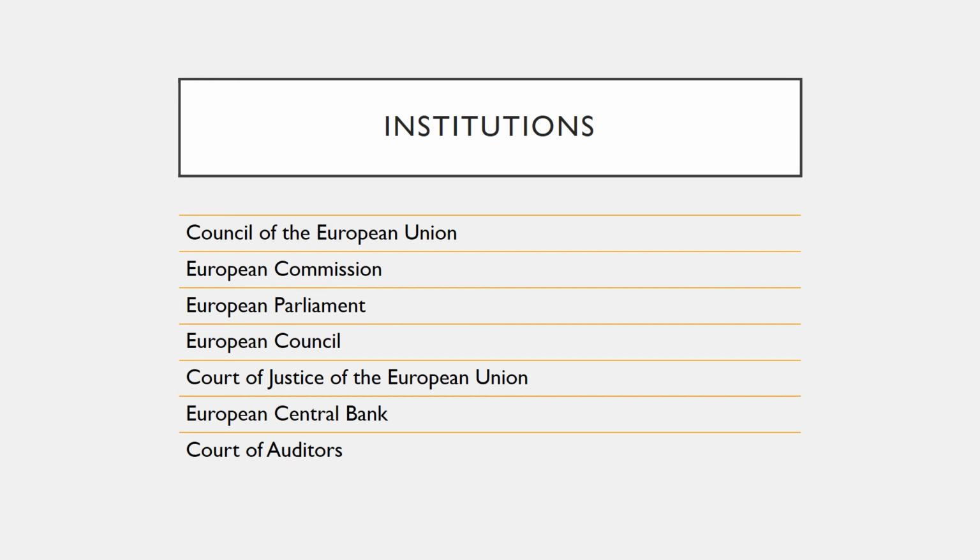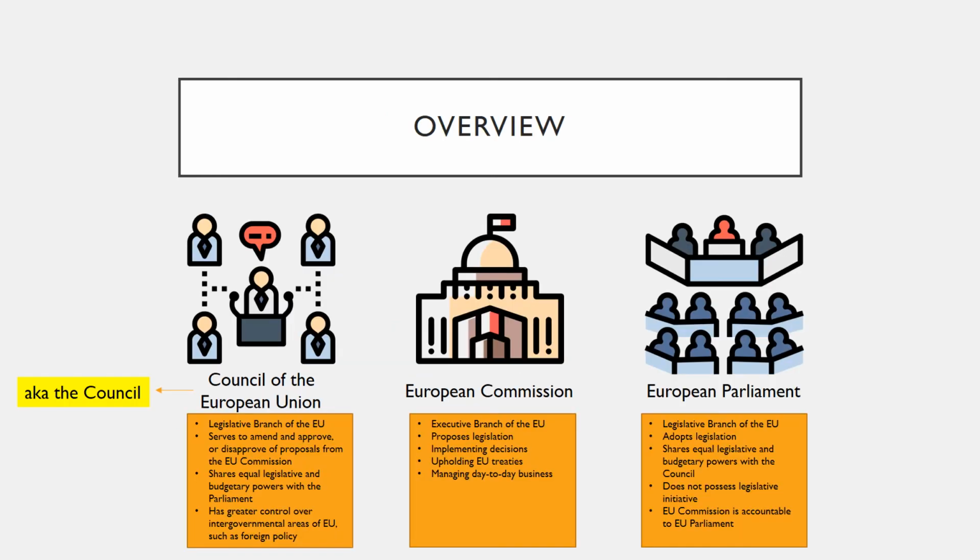Council of the European Union, European Commission, European Parliament, European Council, Court of Justice of the European Union, European Central Bank, and the Court of Auditors. Let's start with the three main institutions, which are the Council of the European Union, the European Commission, and the European Parliament. The European Commission, the one in the middle, is the executive branch of the EU.